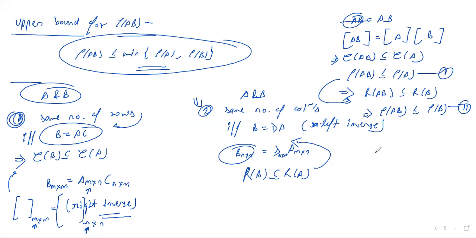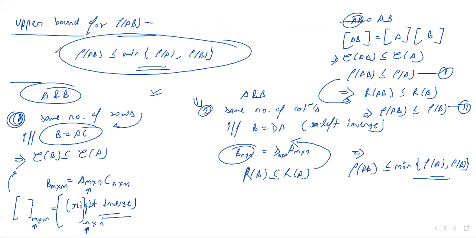So by taking these two results into account, this implies that the rank of AB is less than or equal to the minimum of rank of A and rank of B. This is the basic concept behind the result of the upper bound of the rank of AB. Now, let's just look at this rank of AB here.